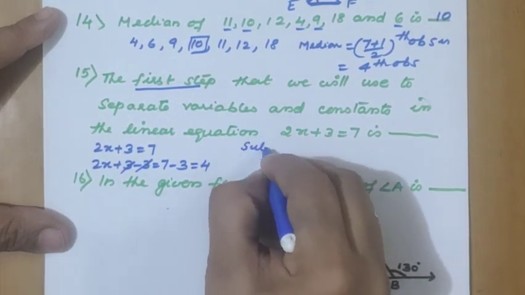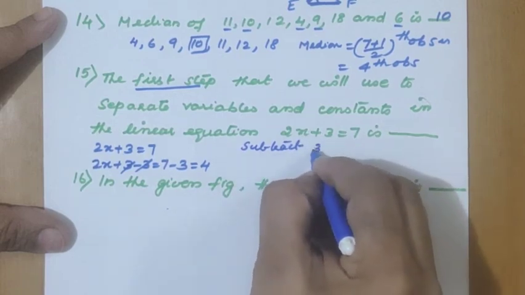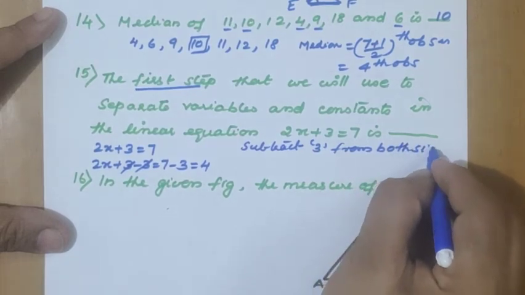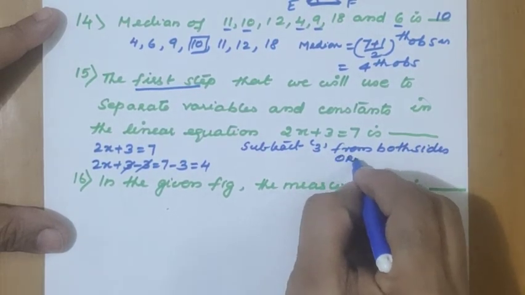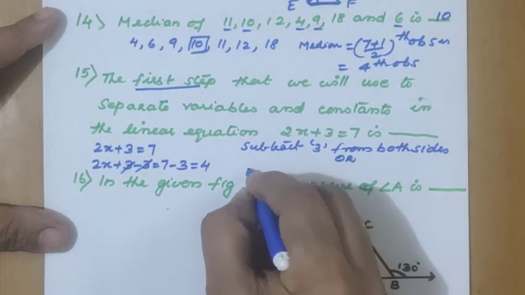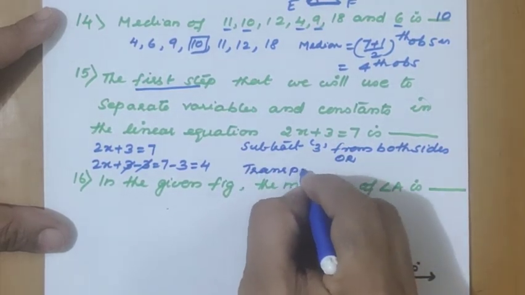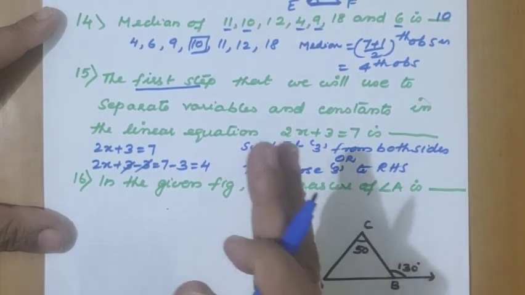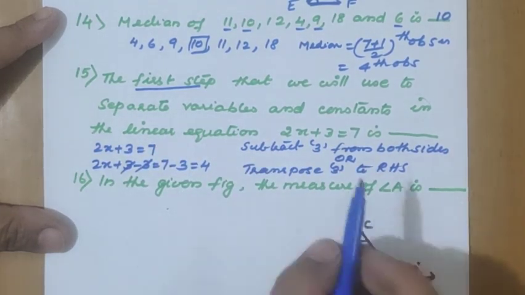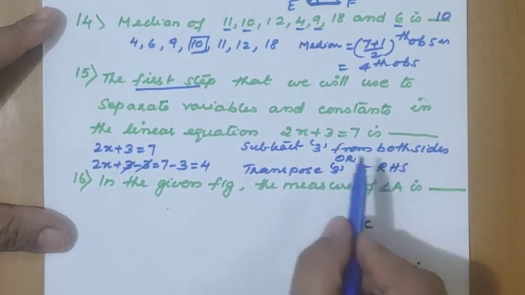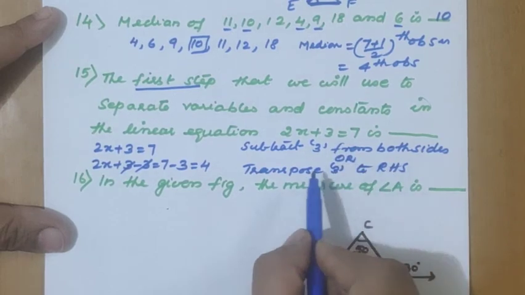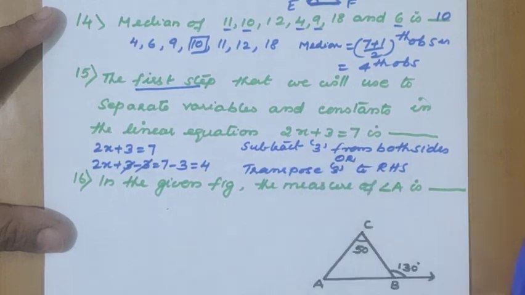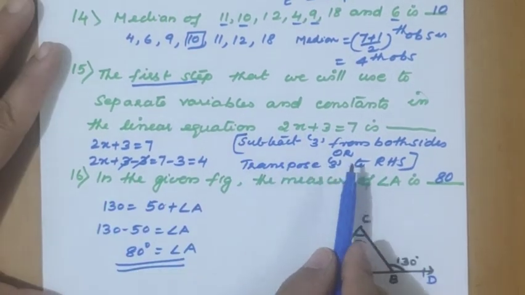So subtract 3 from both the sides. Since the question is asked clearly for the first step, what you can write, because already you learned the step and all, so we should write that transpose 3 to RHS. Transpose means changing the left side to right side. So when we are changing plus 3 to right side, what will happen to the sign? Plus 3 will become minus 3. So that is why transposing 3 to RHS you can write, or subtract 3 from both the sides. Both the answers are correct.